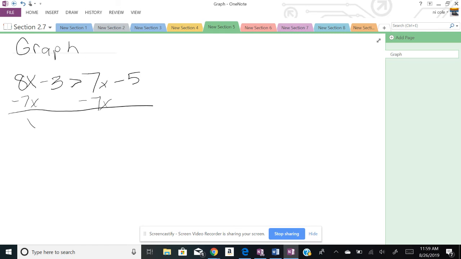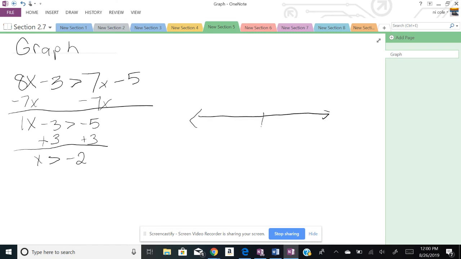So that gives me x, or 1x. You can write a 1 right there, that's just fine. Minus 3 is greater than -5. Okay, what do I still have with the x? Well, I have that -3, so I need to get rid of it. I'm going to add 3 to both sides, and now I know that x is greater than -2.